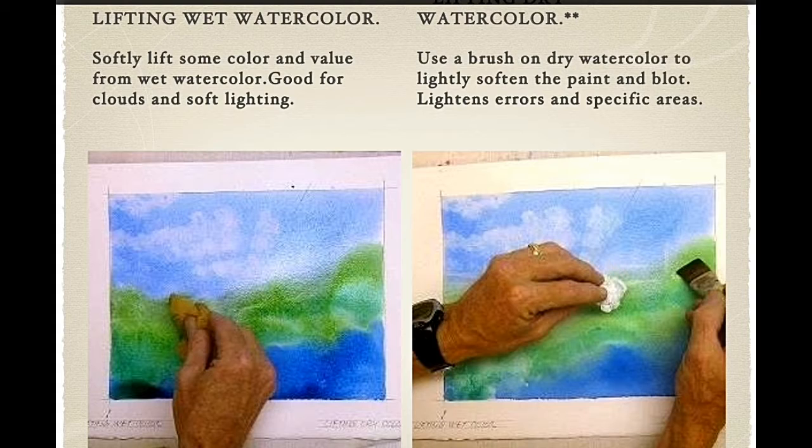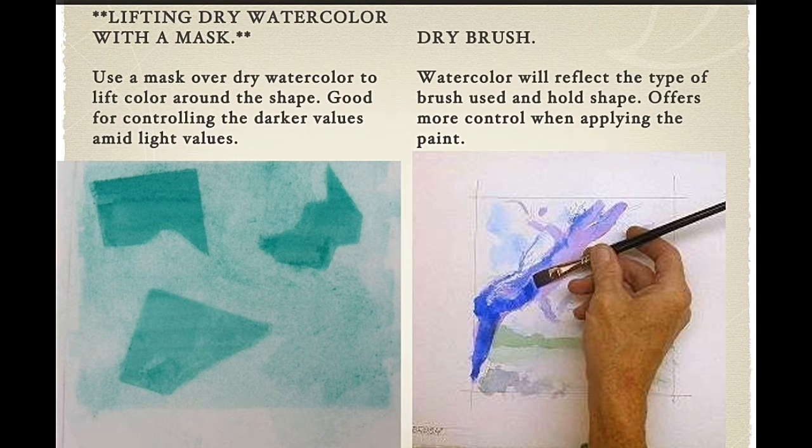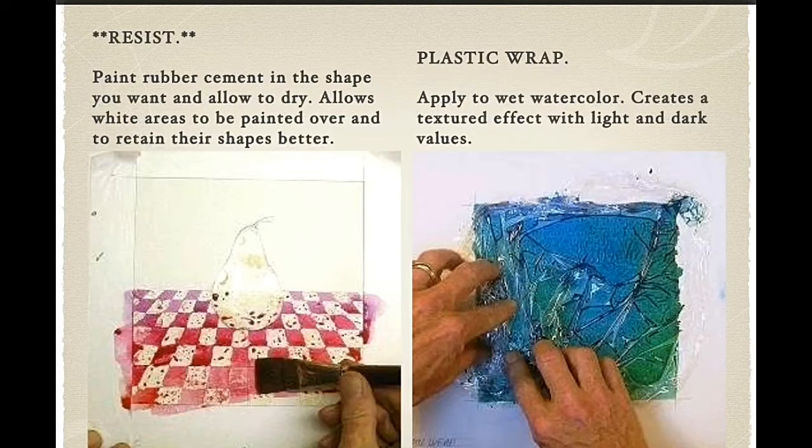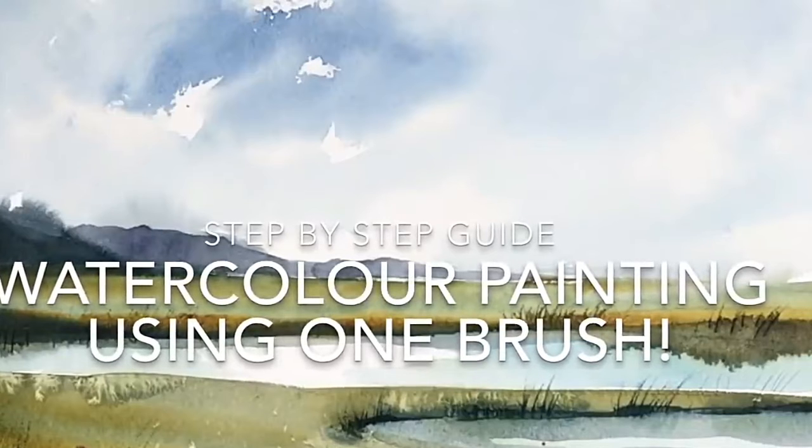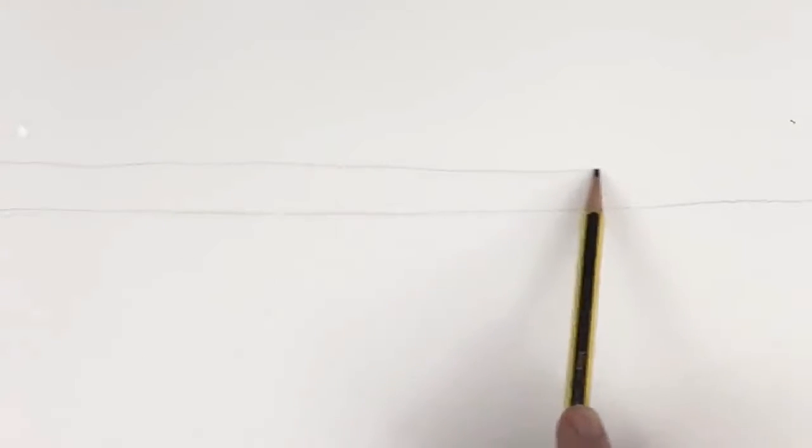Lifting wet watercolor using a sponge or a brush, or using a dry brush to lightly soften the paint, and blotting. You can even use plastic wrap, alcohol drops, or salt drops. And here is a video on how to paint a watercolor landscape using only one brush.